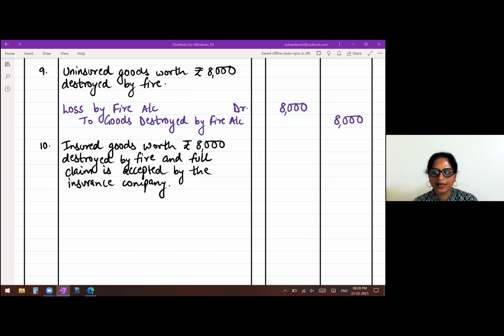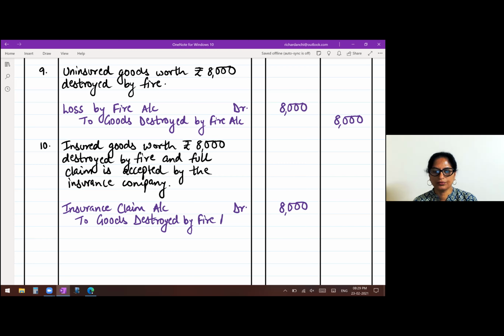So how do you write the entry? It will be insurance claim account debit 8,000. To goods destroyed by fire account 8,000.